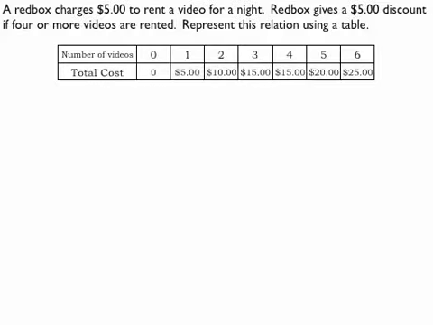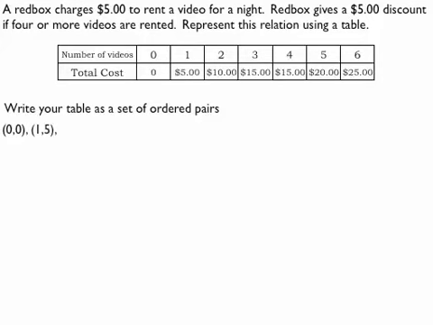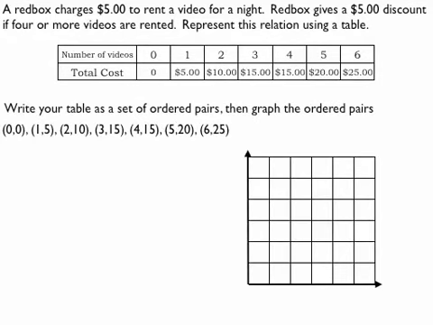So here's this table, and here's what I want to do with it. I want to express this as a set of ordered pairs. So write down your ordered pairs. Remember, input comma output: 0 comma 0, 1 comma 5, 2 comma 10, 3 comma 15, 4 comma 15, 5 comma 20, and 6 comma 25. And then what we want to do is graph the ordered pairs.